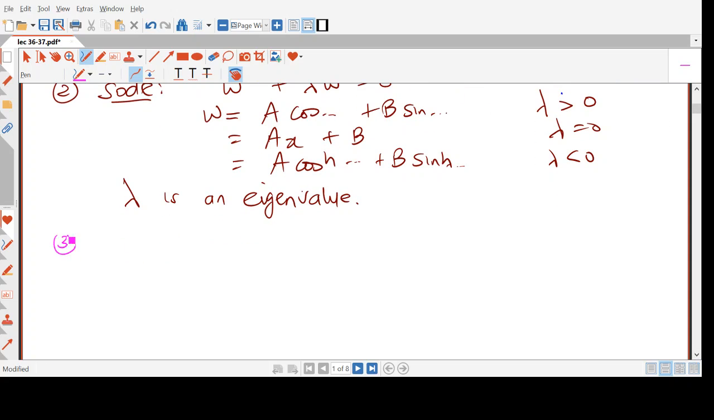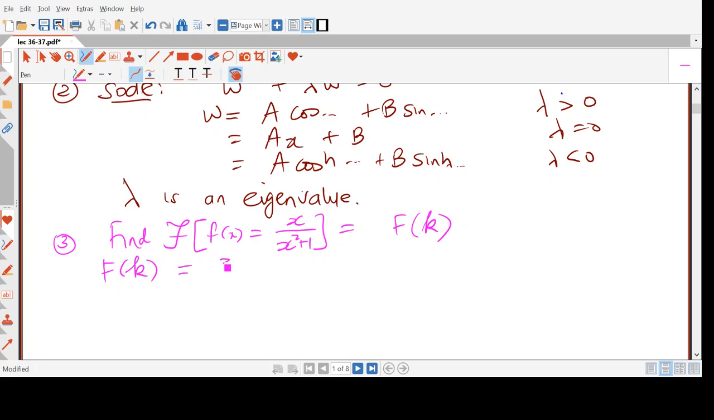Something else which I will use later on is to find the Fourier transform of a function f of x equals, say, x over x squared plus 1. I'll use this as an example later on. So this is going to give us something called f of k. And so in order to find this f of k, that's 2 over pi integral of x e to the minus i kx dx over x squared plus 1. Well, actually, we are going to find the Fourier sine transform. So let's focus only on that.